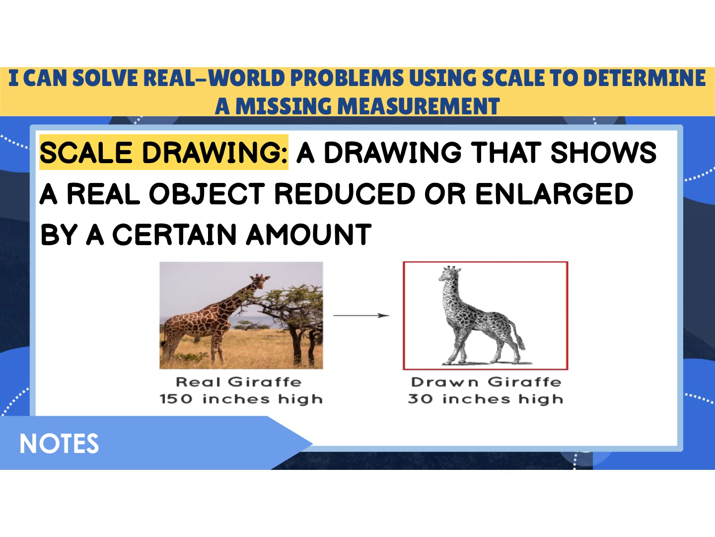So in real life, we might have a giraffe that's 150 inches high, whereas we're going to draw it where it's only 30 inches high. But in order for everything to be in proportion, so it still looks like a giraffe, its neck is still long, its legs are still about the same size, proportional to its neck, we would make a scale drawing.